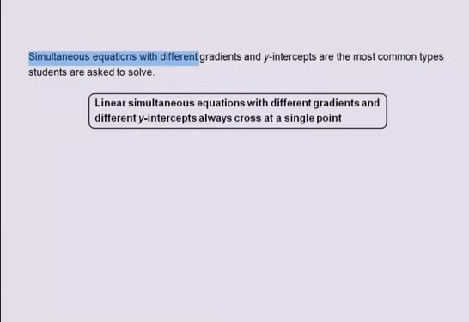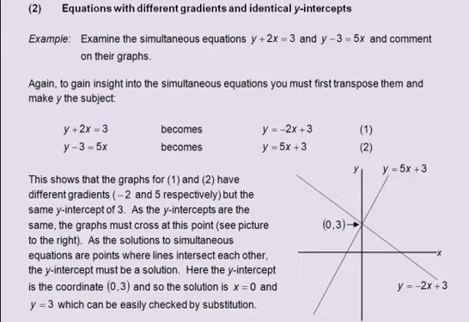Simultaneous equations with different gradients and y-intercepts are the most common types students are asked to solve. Linear simultaneous equations with different gradients and different y-intercepts always cross at a single point.